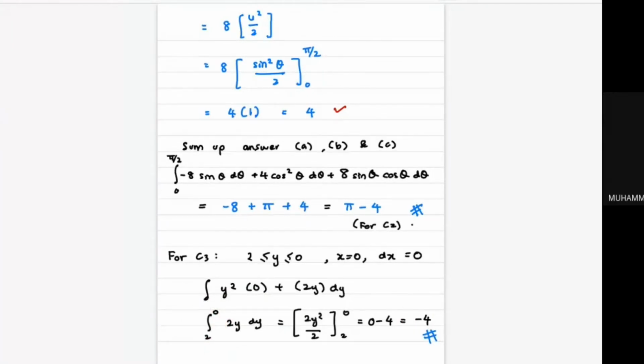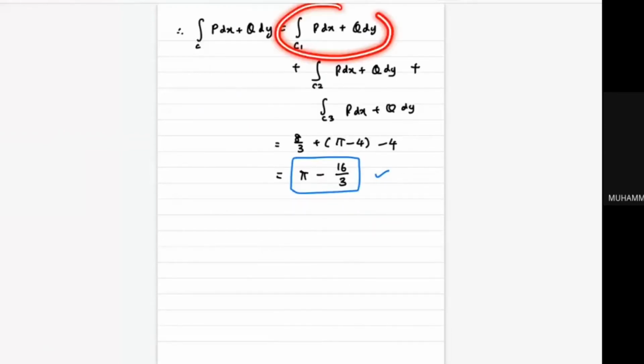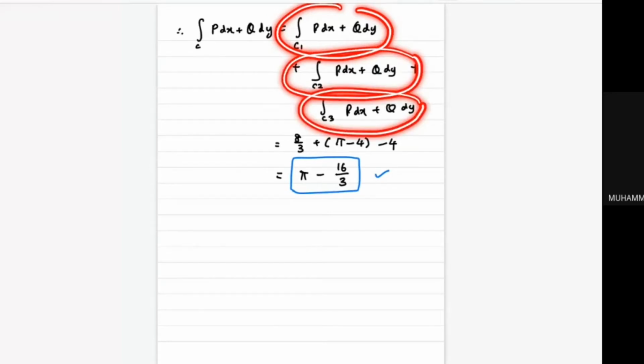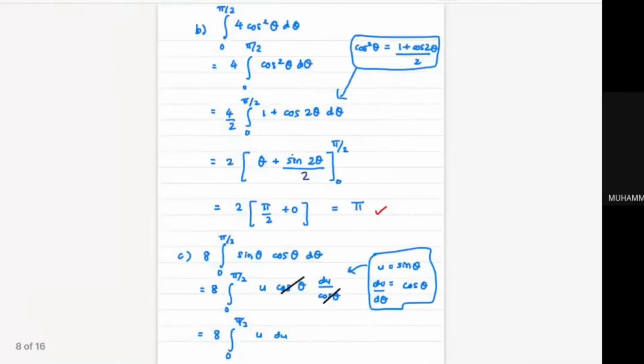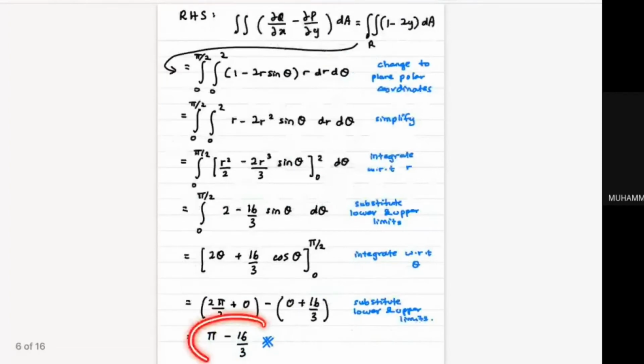Now you have all the answers for C1, C2, and C3. So your left hand side is C1, C2, and C3. Combine all the answers, 8 over 3, pi over 4, and negative 4. So this is your answer for the left hand side. You can see here, left hand side, pi minus 16 over 3. And the right hand side just now, also pi minus 16 over 3. So you just proved Green's theorem for this example 1.